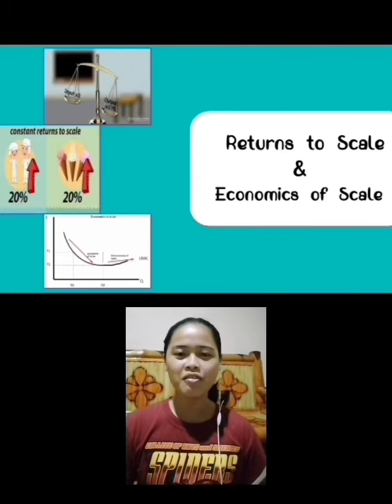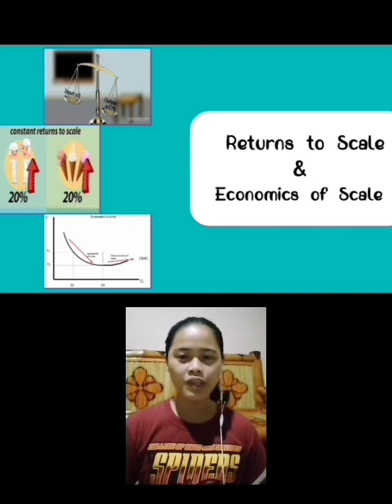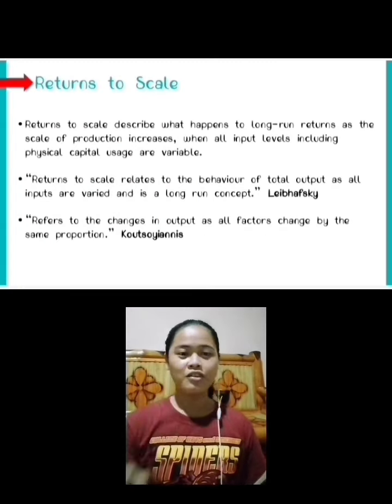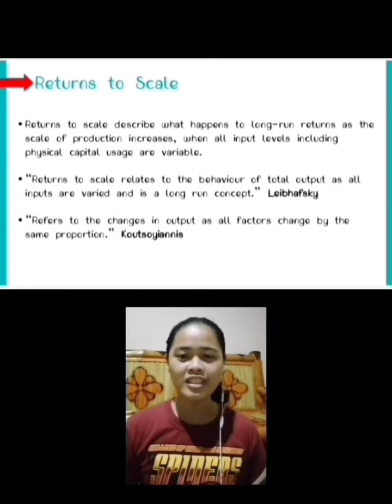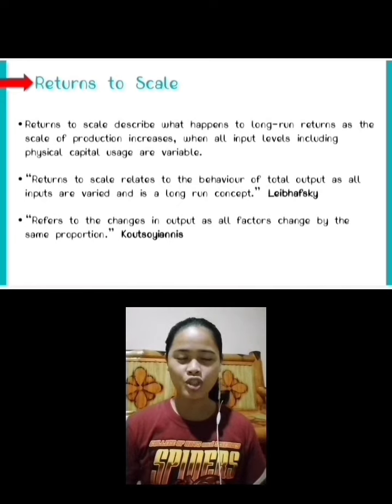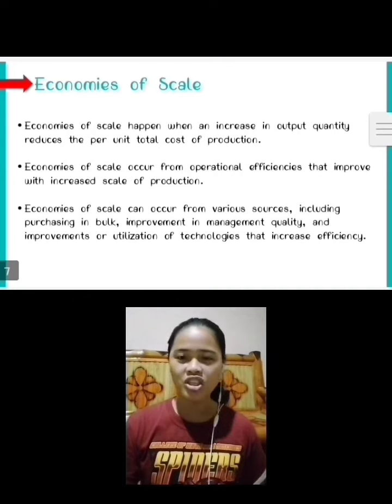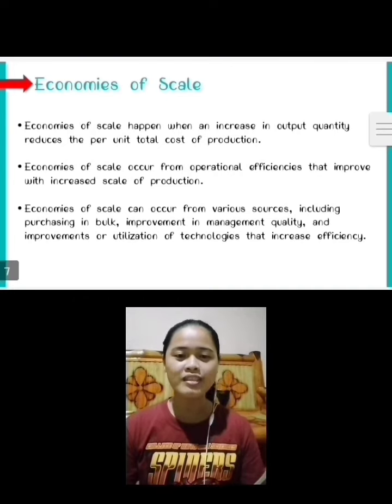Hello everyone! In this section, I will discuss the basic concepts of returns to scale and economies of scale. Economies of scale and returns to scale are concepts related to each other, even though the terms cannot be used interchangeably. First, returns to scale refers to changes in the levels of output as inputs change, and economies of scale refers to changes in the cost per unit as the units are increased.